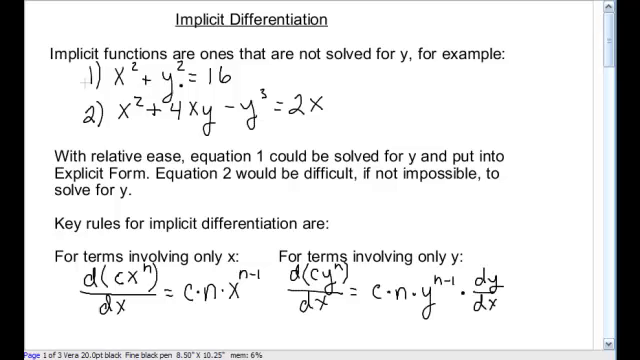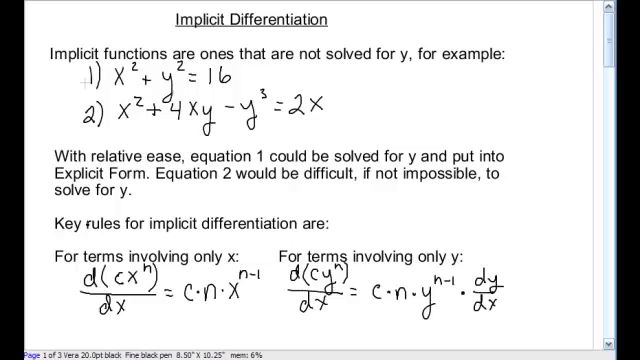We could, if needed, solve the first equation for y so that we have y equals some function of x, and we could use our normal derivative rules to find the derivative of that equation. Solving for y in the second one is going to be difficult at best and possibly impossible. So we are going to be using something called implicit differentiation.